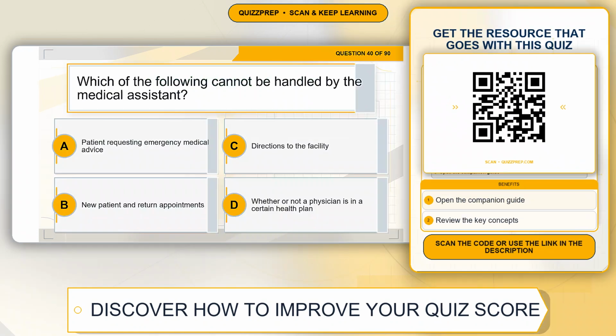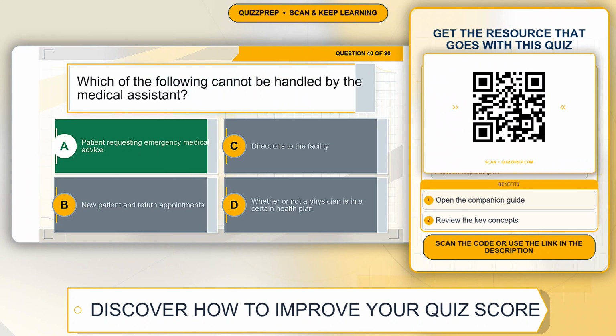Question 40. Which of the following cannot be handled by the medical assistant? Option A, patient requesting emergency medical advice. Option B, new patient and return appointments. Option C, directions to the facility. Option D, whether or not a physician is in a certain health plan. The correct answer is option A, patient requesting emergency medical advice.